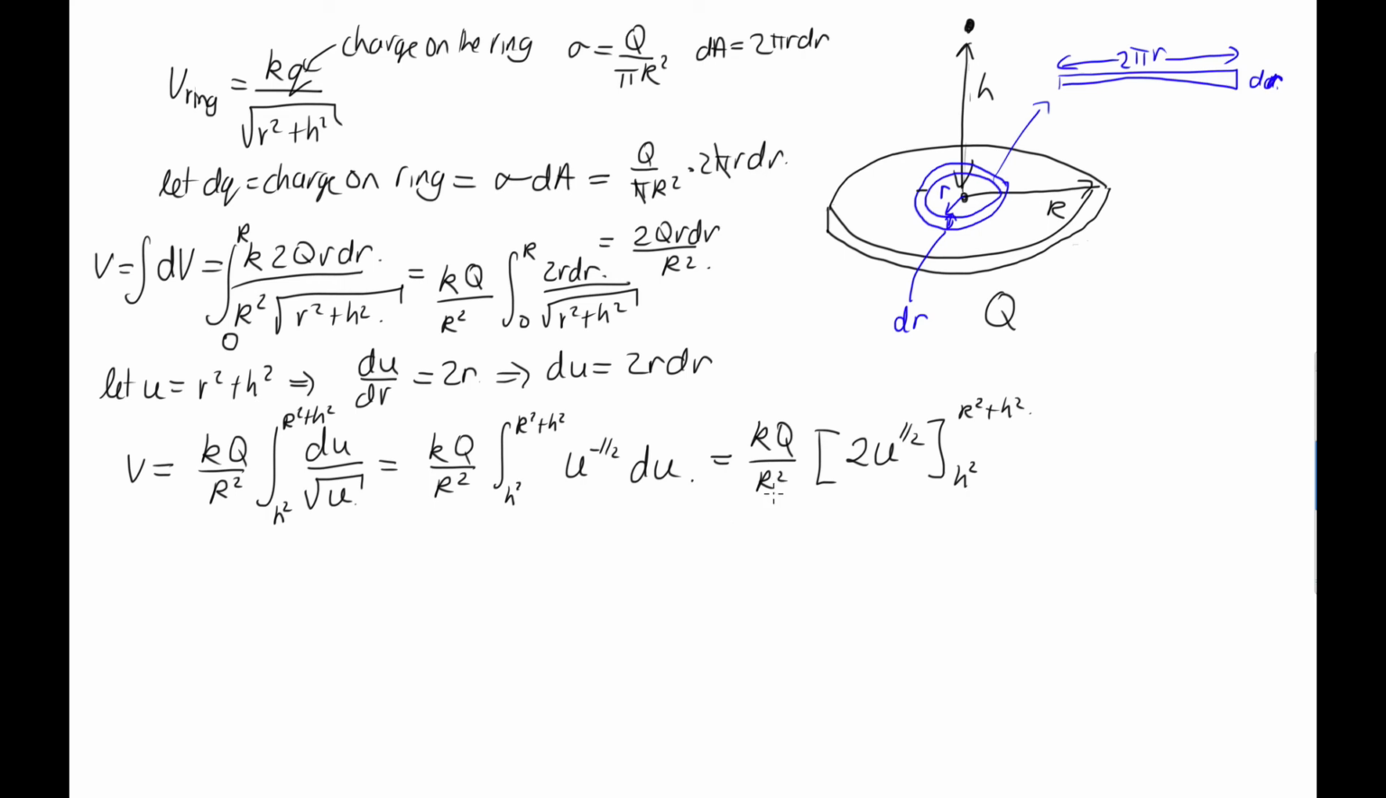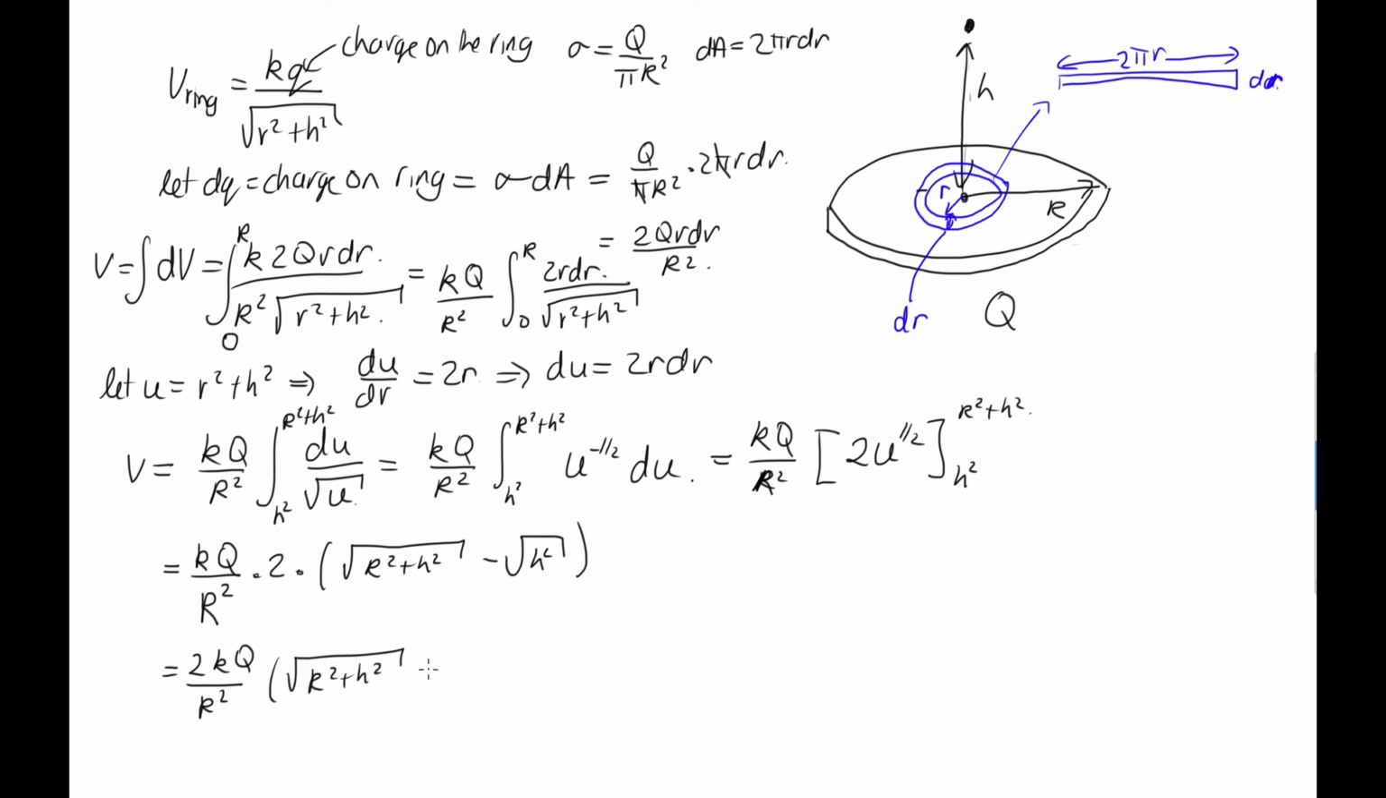And so, sorry, my k's are starting to look a bit like my r's. That's an R there. And so this is equal to kQ over R squared times 2 times, we've got the square root of R squared plus h squared minus the square root of h squared. Square root of h squared is just h, so I can write this as 2kQ on R squared times the square root of R squared plus h squared minus h.